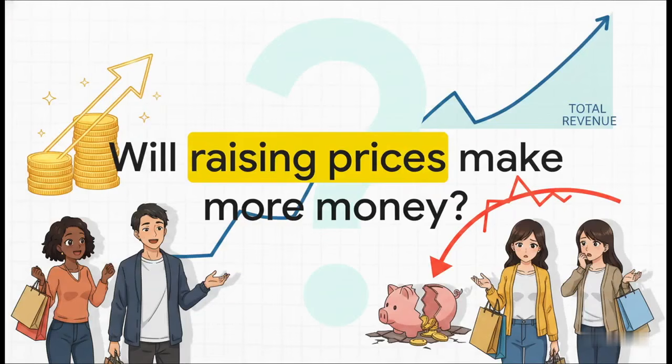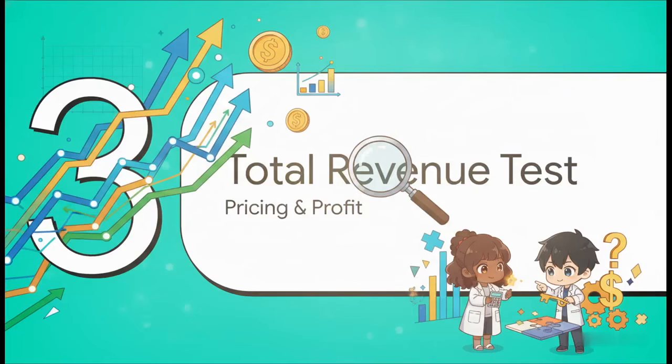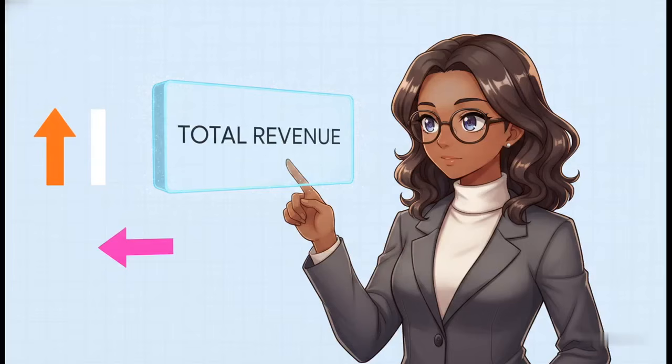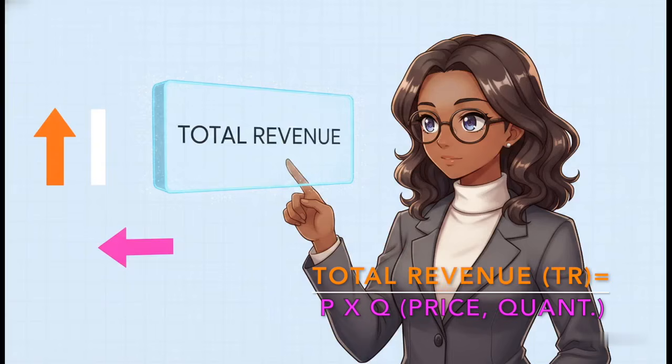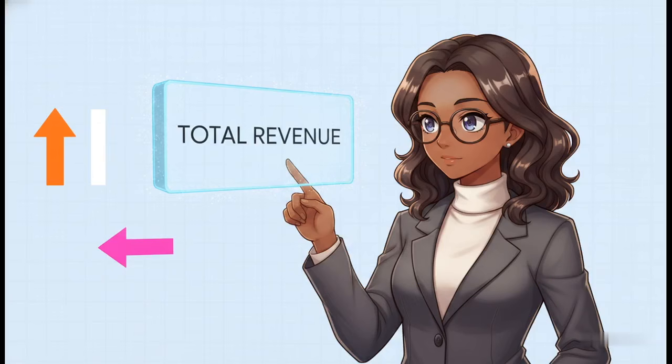Which brings us to the ultimate business question, doesn't it? If a company decides to hike its prices, will it actually make more money or will it just completely ruin its sales? Let's solve that mystery in part 3, the total revenue test. The maths here is beautifully simple. Total revenue equals price times quantity. What we're doing is analyzing how the size of this total revenue box changes in South African rand when prices shift. Imagine drawing a box on a graph.